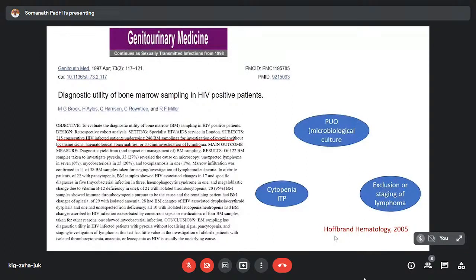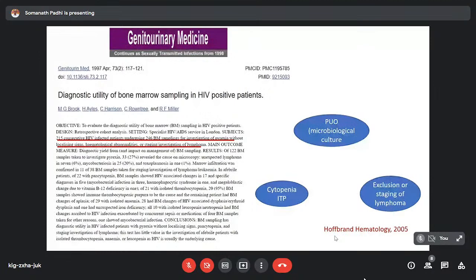Of course, in these HIV positive patients, as we just saw in the previous slides, there is the evaluation of cytopenia, specifically immune thrombocytopenic purpura. It is a definite indication for bone marrow evaluation, to prove that it is actually a case of immune thrombocytopenic purpura. Also, we need to know why a patient presents with other cytopenias.